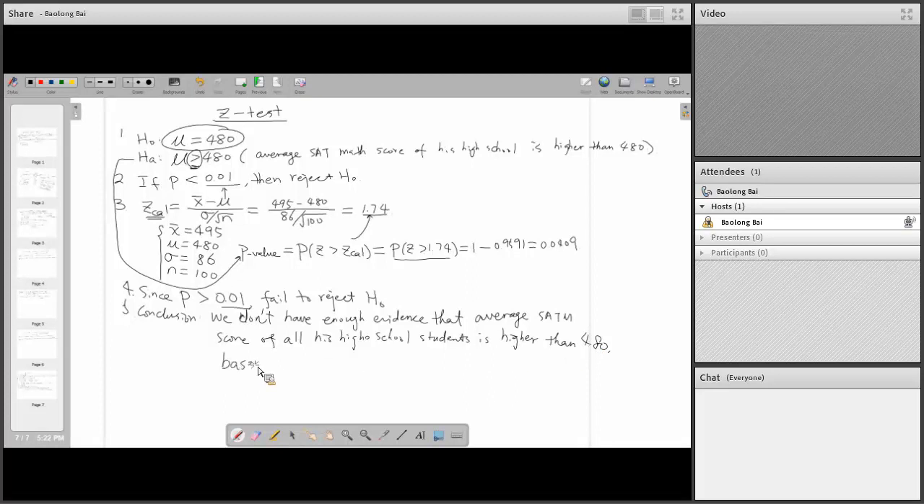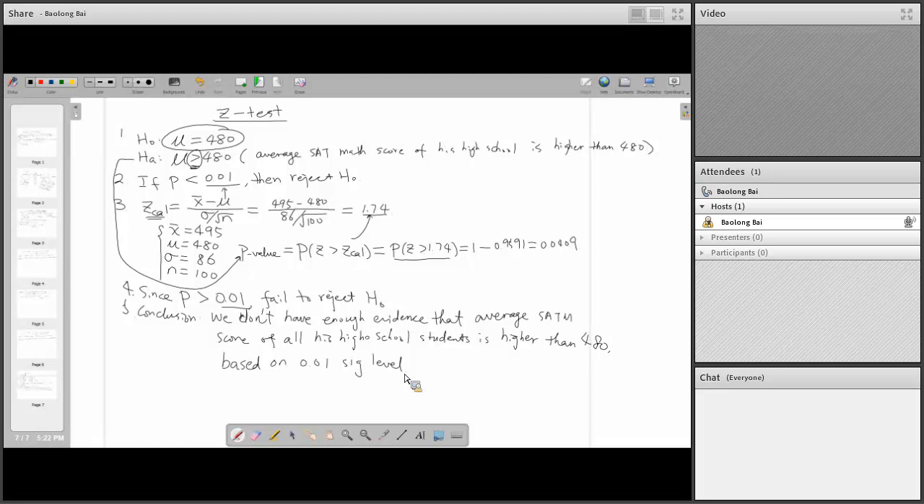And this conclusion is decided based on significance level of 0.01. Significance level. So then this is the whole 5-step of hypothesis. Okay. So then here's a question.